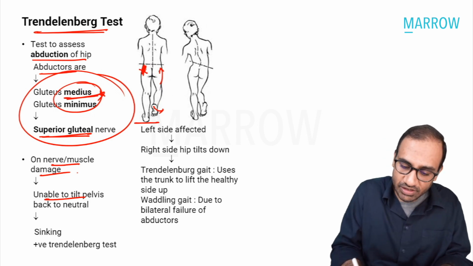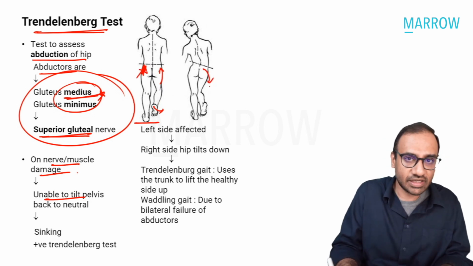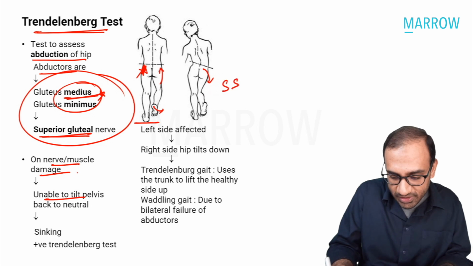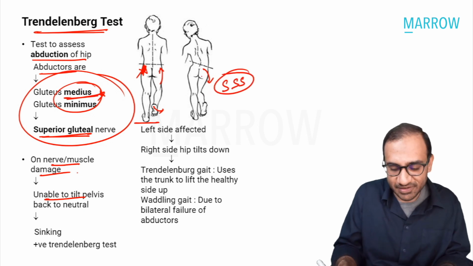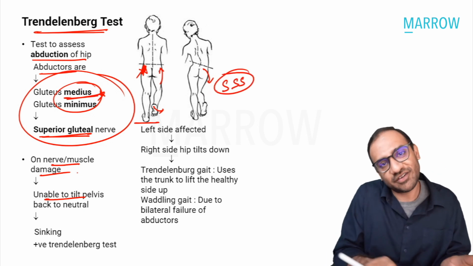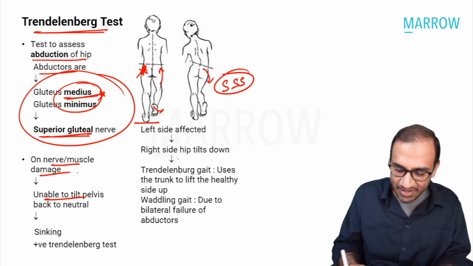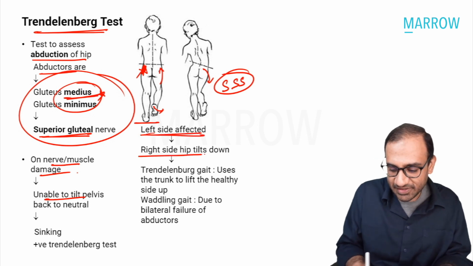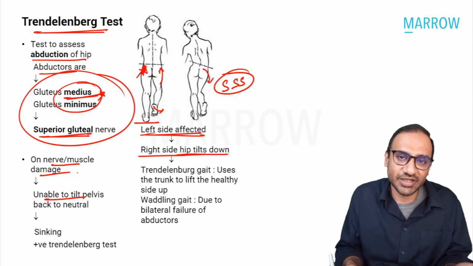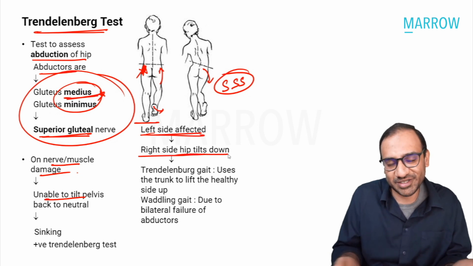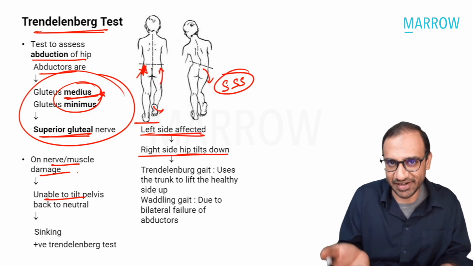If there is any pathology here, what happens? The healthy side will sink down. So I told you, sound side sinks. So if the right side is sinking, means the left side is pathological, right? So if left side is affected, the right side of the hip will tilt down. That is what it is. So when the patient stands on the left side, his Trendelenburg is positive because his right side is sinking down.